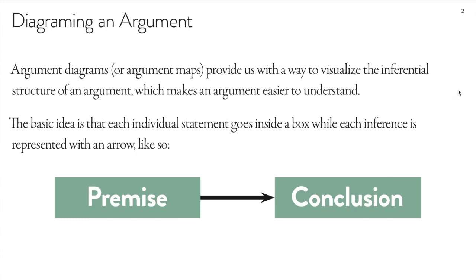But again, they provide us a way to visualize the inferential structure of the argument, which makes it easier to understand, I think, because it does give it a literal shape that we'll start seeing develop here. The basic idea is that just take each individual statement and put it inside of a box. Just write it out. And then you do those inferences, those becauses and sinces that are establishing the connections.